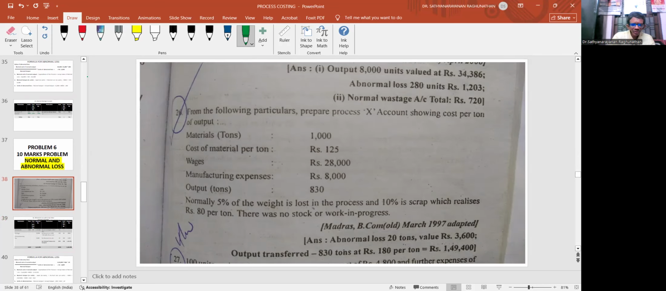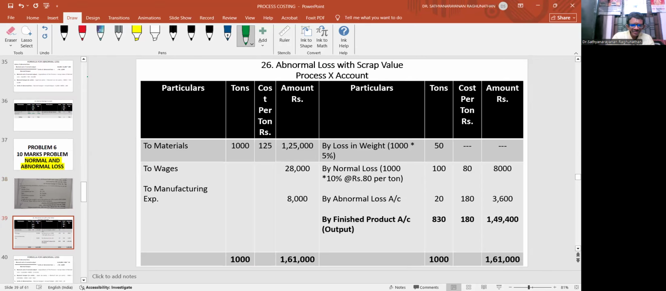Now we are going to calculate the process X account. We are going to open the process X account. In the previous problems we have seen units and then quantity in kgs. So this is tons, cost per ton, amount. Tons, cost per ton, amounts. That is the difference. It's not much different.